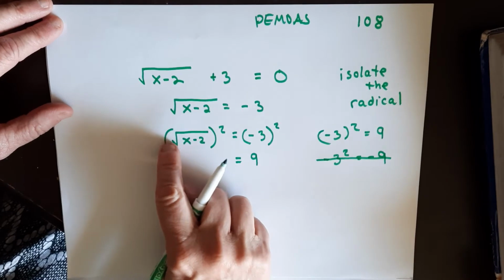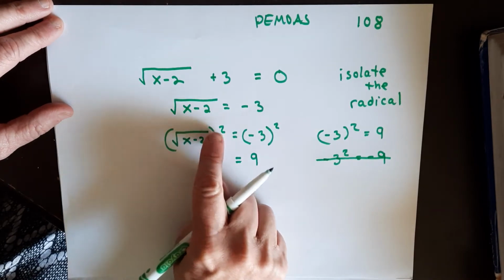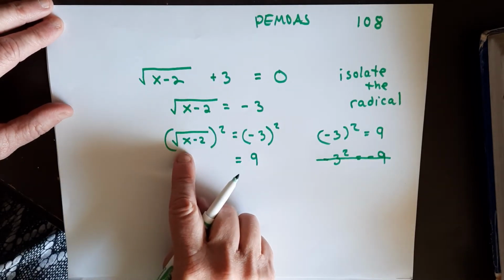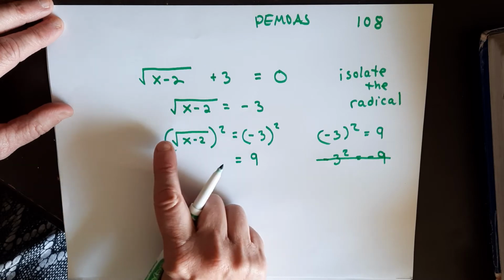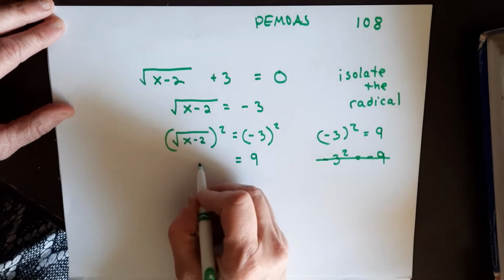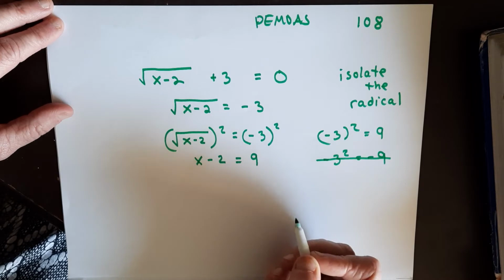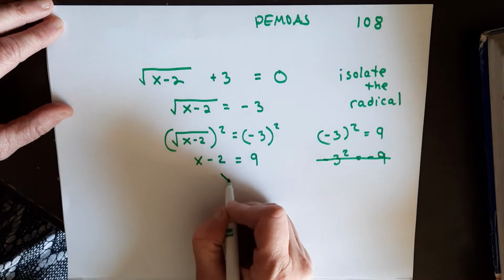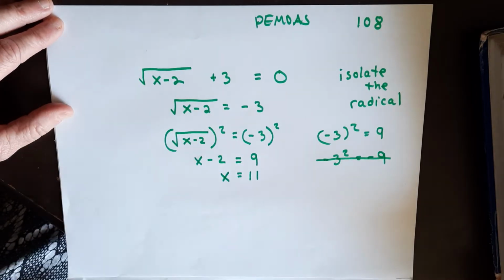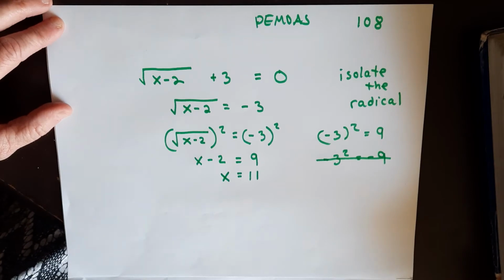And whatever you square, something that is under a radical, it just is what's under the radical. So the square root of x minus 2 squared is just x minus 2. And that's simple to solve from there. We add 2 to each side, and x equals 11.